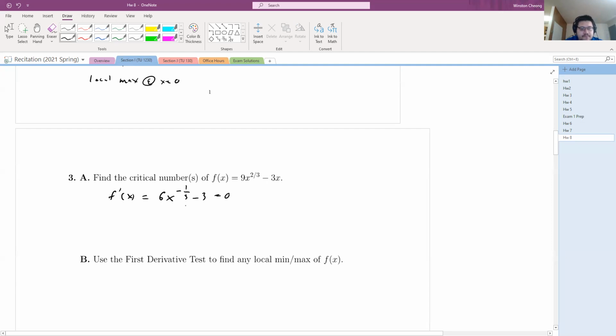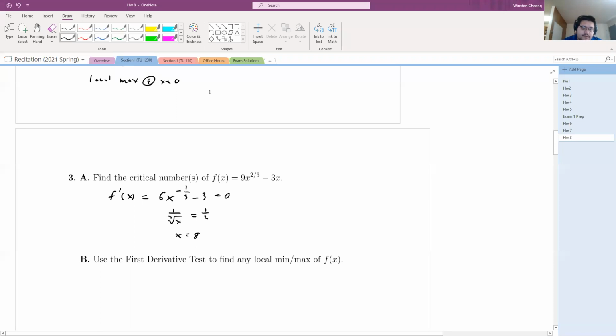Okay, well, I divide by 6, so I'm going to get 1/2. And you would have an x to the negative 1/3 power, which is a cube root in the denominator. You then have to reciprocate both sides, and then cube both sides. So you end up with x is equal to 8.